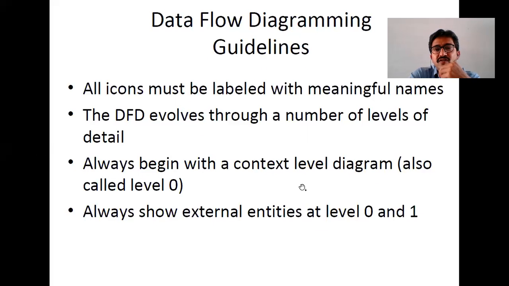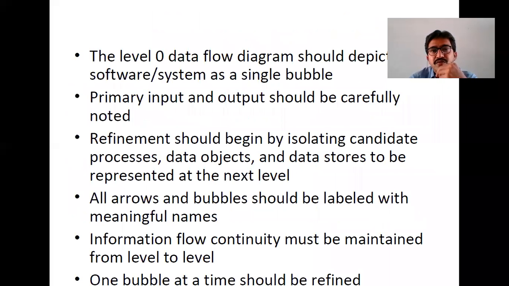So always begin with the context level diagram. Context means, based on the situation, for what purpose you are drawing it. The context level diagram is also called the level 0 diagram. Always show external entities at level 0 and level 1. The level 0 data flow diagram should depict the software or system as a single bubble. Primary input and output should be carefully notated.